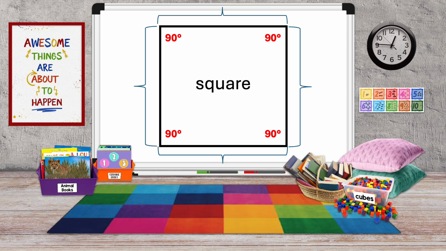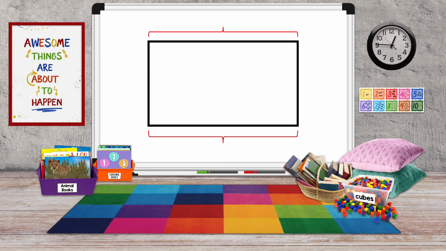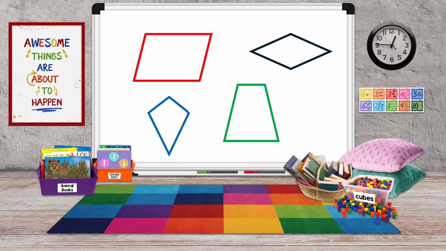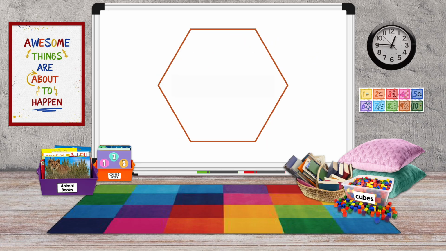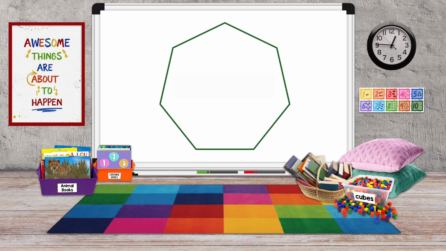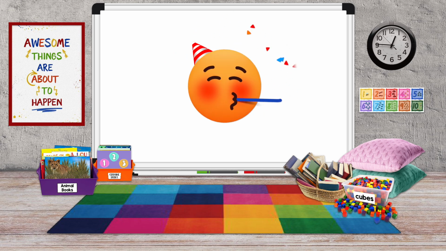Another kind of quadrilateral is a rectangle. A rectangle also has 4 right angle corners, but the sides are not all equal. Each opposite pair of sides equals the other. There are several other kinds of quadrilaterals too. 5-sided figures are called pentagons. 6-sided figures are hexagons. 7-sided figures are heptagons. 8-sided figures are octagons.